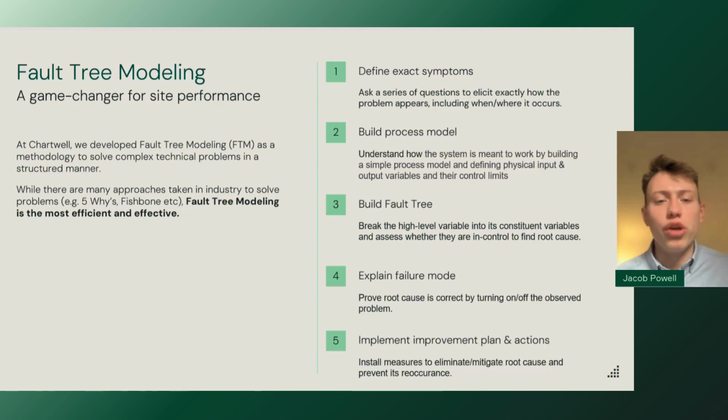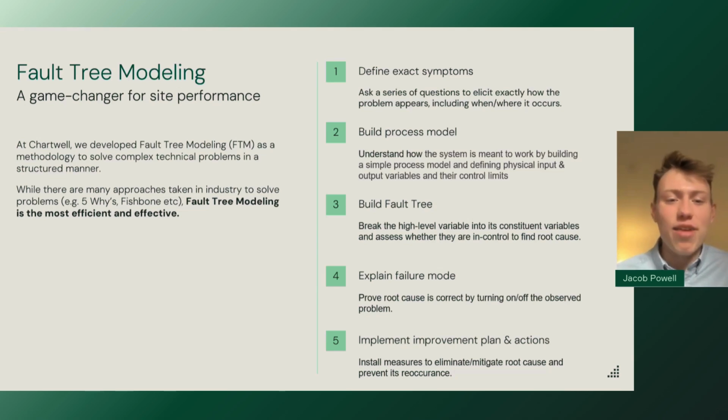Secondly, we need to build the process model. This relates to understanding how the system is meant to work, how the asset is made, and physically, what is the engineering behind the way that it works. And from this, we're able to understand the physical variables that exist and how they relate to one another. Now, this is a really crucial step because we use the output of this process model in step 3, which is all about building a fault tree.